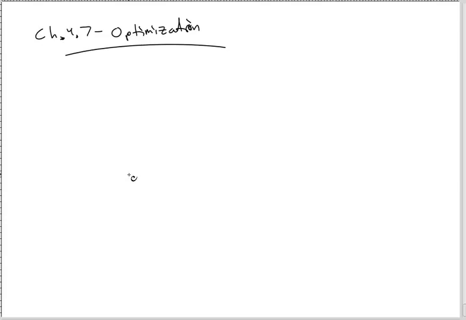Hello everyone. This is the video lecture for Calculus 1 section 4.7, optimization. And there's no getting around it, this is a very long section. But it has a lot of cool stuff in it, honestly. It's really a good section. Lots of good word problems.